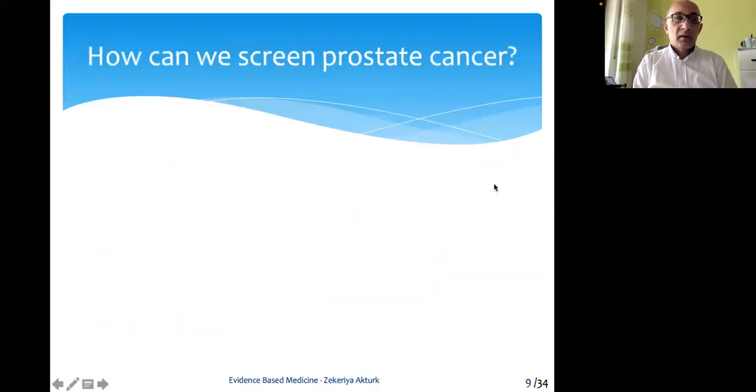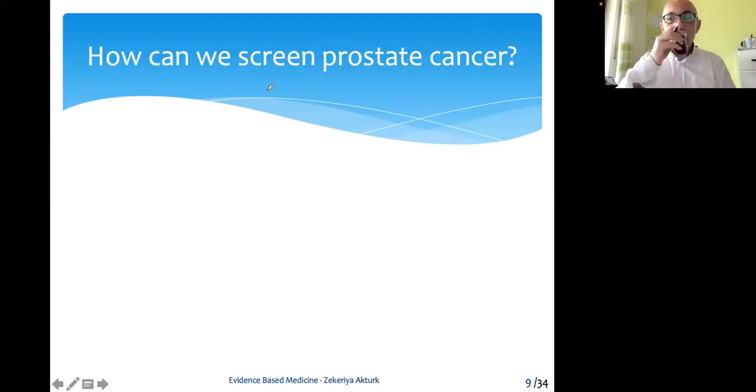Having said that, one example for harm: screening for prostate cancer. How do you screen for prostate cancer? This is actually a simple question, and you most probably know the answer. You can do screening by physical examination or by some laboratory tests.